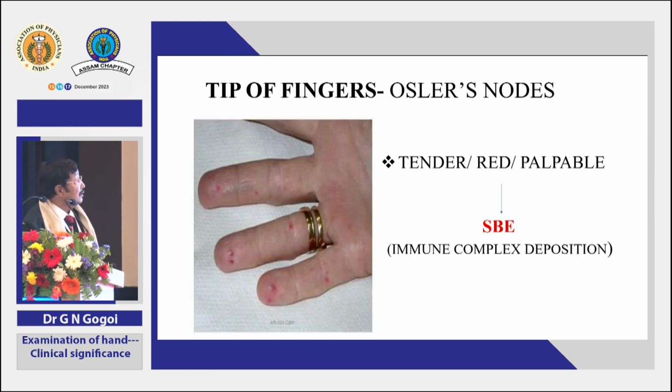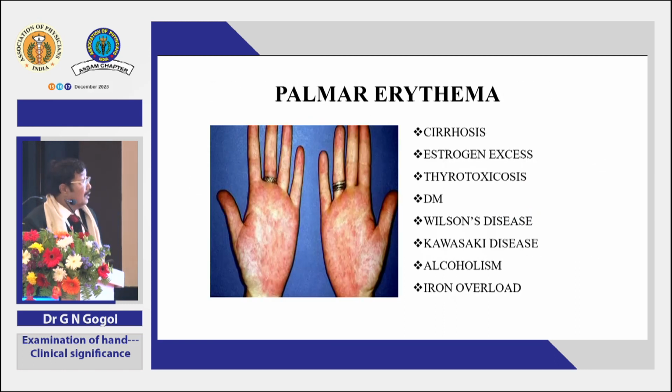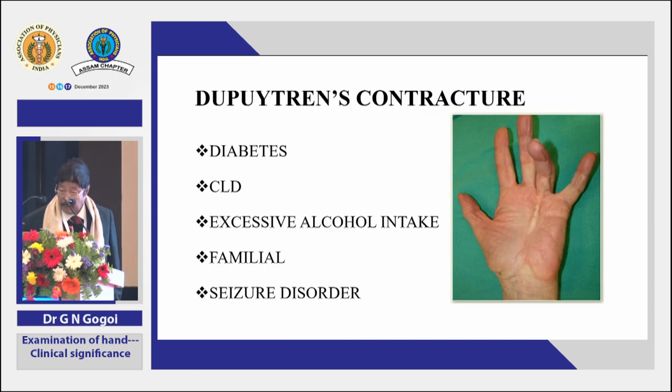And then in the tip of the fingers, there can be tender, red, palpable nodules. We call it Osler's node, maybe in subacute bacterial endocarditis. And then you go to the palm. It is a red palm, maybe primary, without any cause, and then secondary due to some causes like cirrhosis, estrogen excess like pregnancy, thyrotoxicosis, Wilson disease, Kawasaki disease, alcoholism, etc.